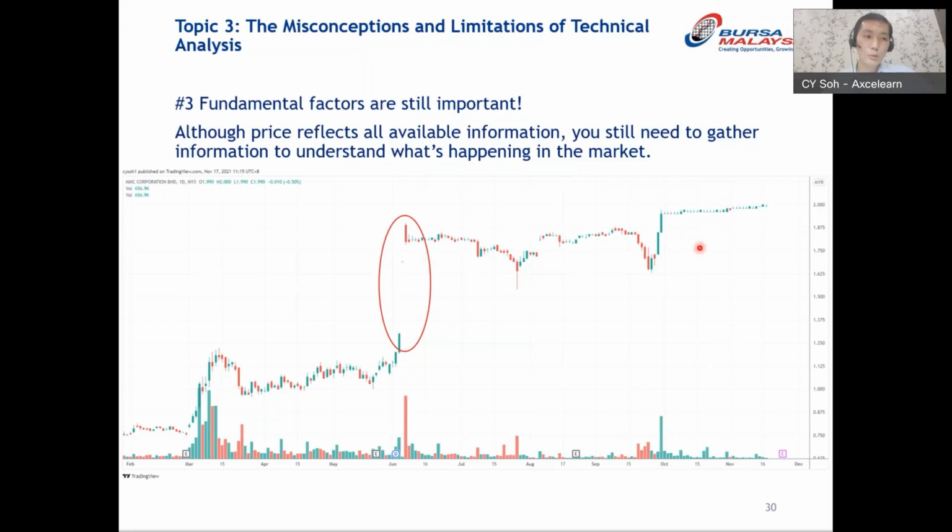So in short, what I would like to highlight here is that even though you use technical analysis, you still need to consider the fundamental factors. You still need to read what is happening in the news. Otherwise, you are actually trading very, very blindly.